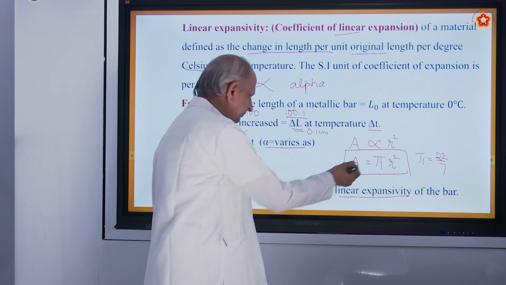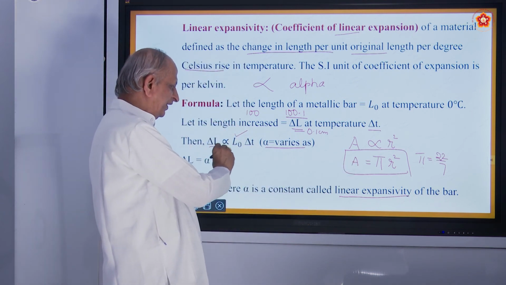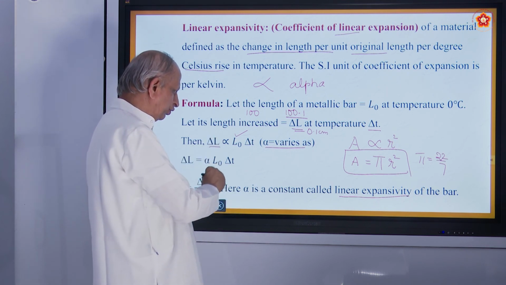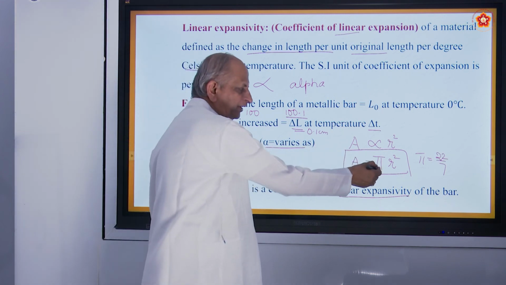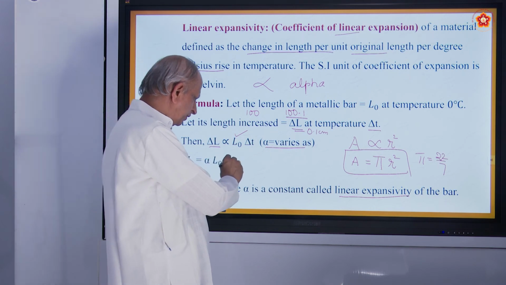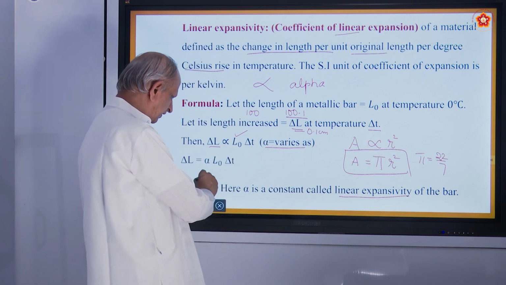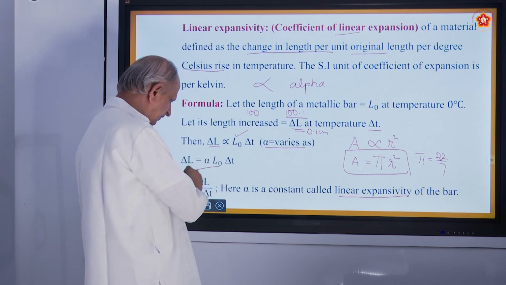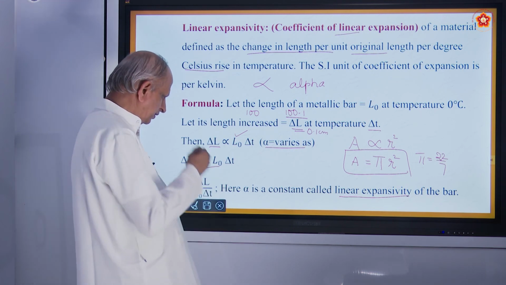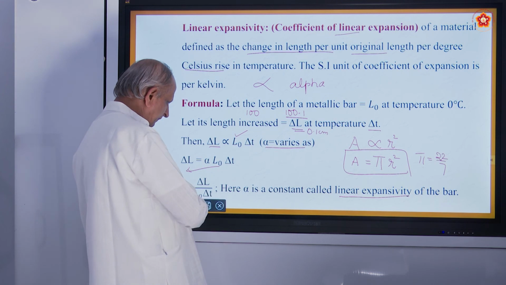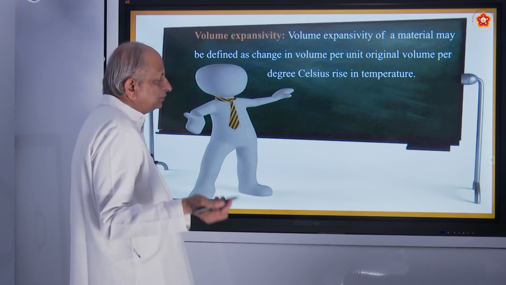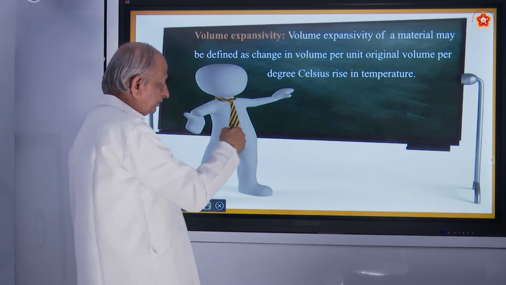So we write equals. Similarly here, delta L varies as L0 into delta T can be written as delta L is equal to one coefficient, just as you have the coefficient pi here. We use the coefficient alpha here, L0 into delta T. So alpha is equal to delta L by L0 into delta T. That is the formula for that. And the unit of measuring it is also there. We will see that in a short while.